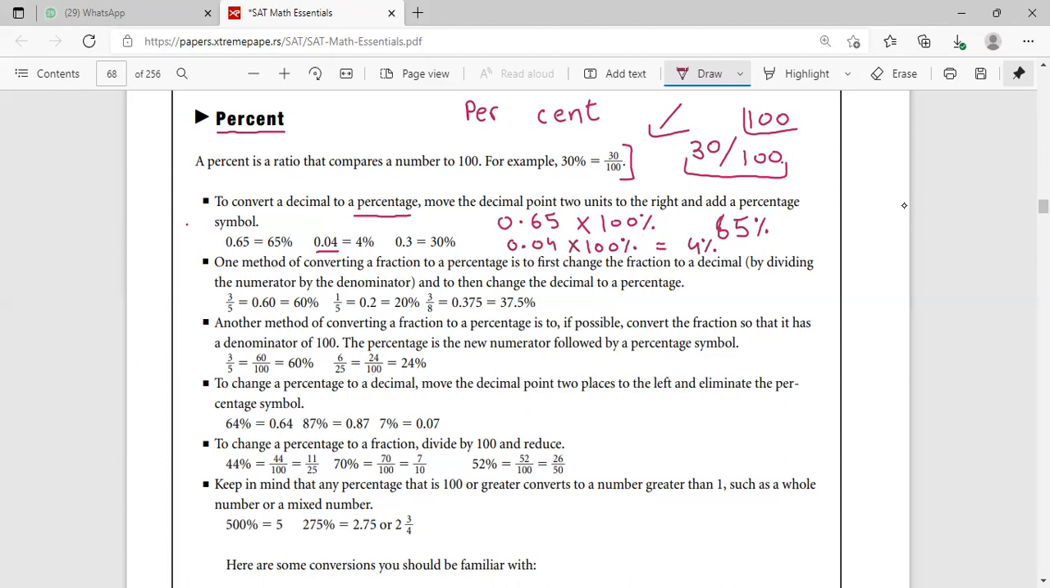Yes, ma'am. Okay. One method of converting a fraction to a percentage is to first change the fraction to a decimal by dividing the numerator by the denominator and to then change the decimal to a percentage. Okay, let's leave it. What is happening here? We have 3/5 and we have to convert this 3/5 into percentage. We just saw how we converted a decimal number into a percentage by simply multiplying by 100%.